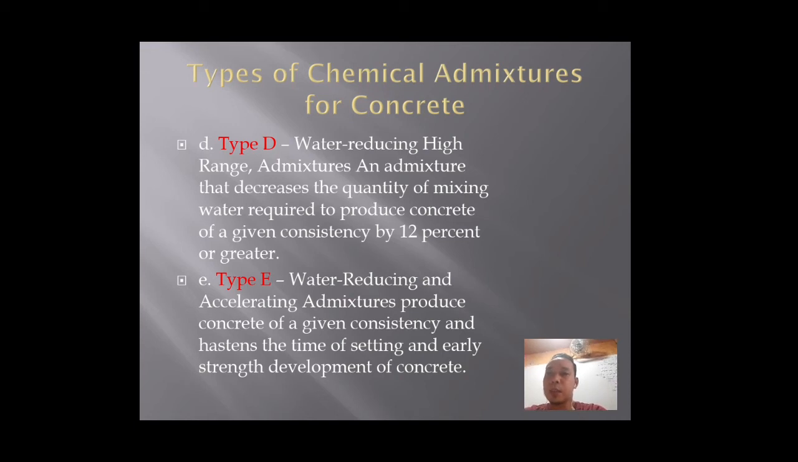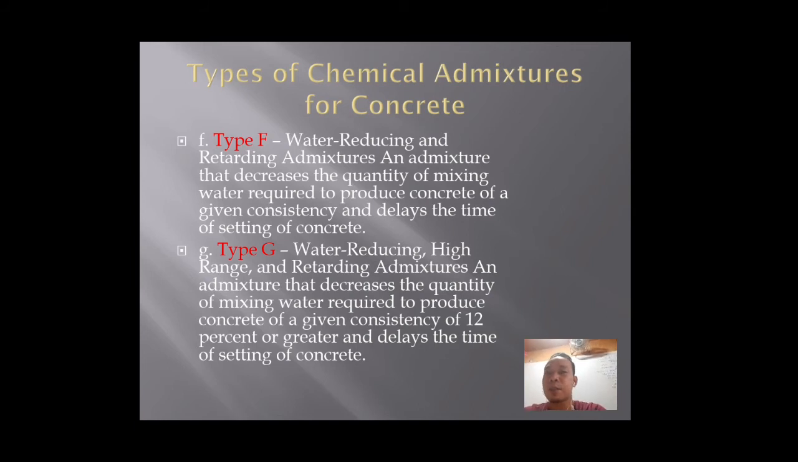Type E, water reducing and accelerating admixture, produces concrete of a given consistency and hastens the time of setting and early strength development of concrete. Type F states that water reducing and retarding admixture is an admixture that decreases the quantity of mixing water required to produce concrete of a given consistency and delays the time of setting of concrete.